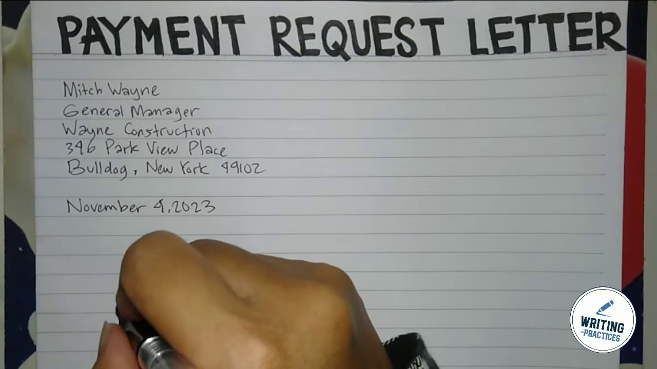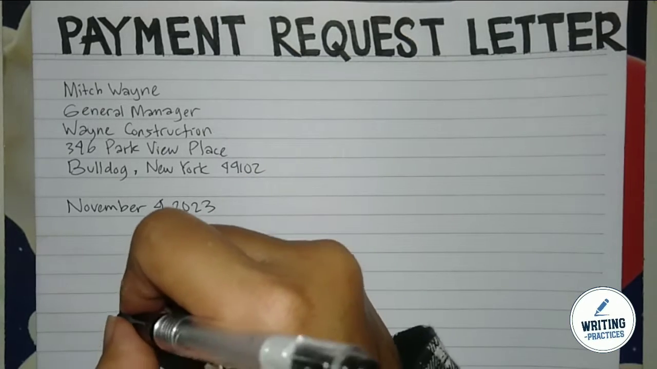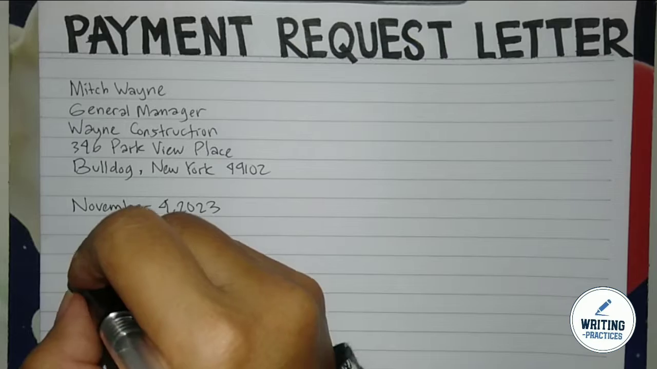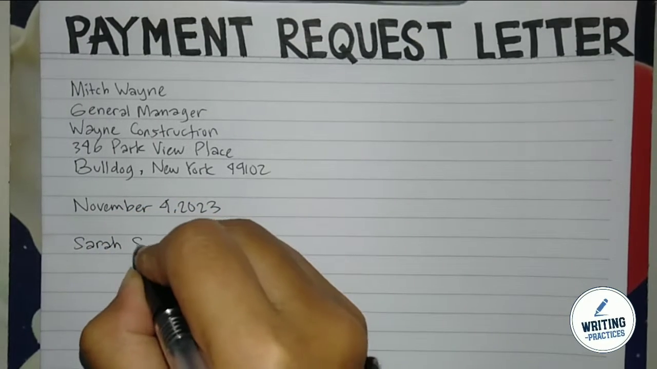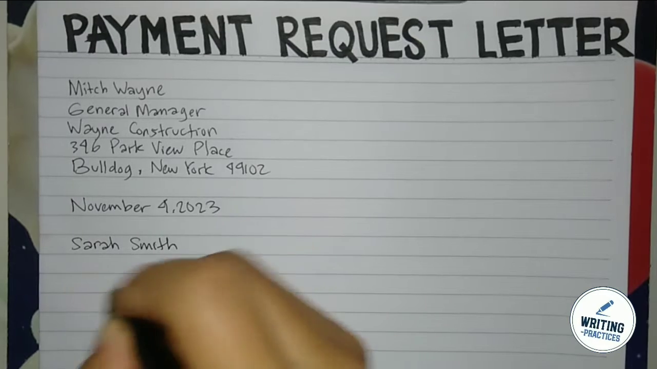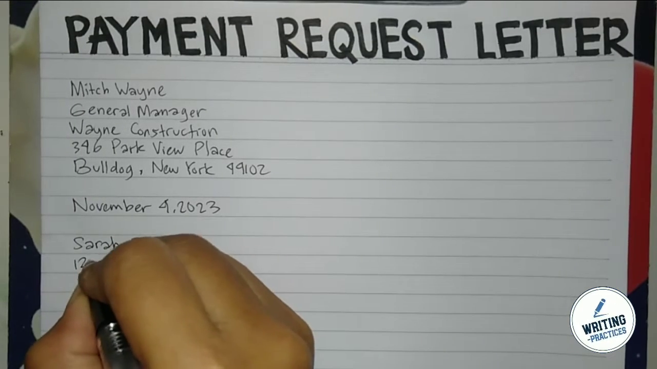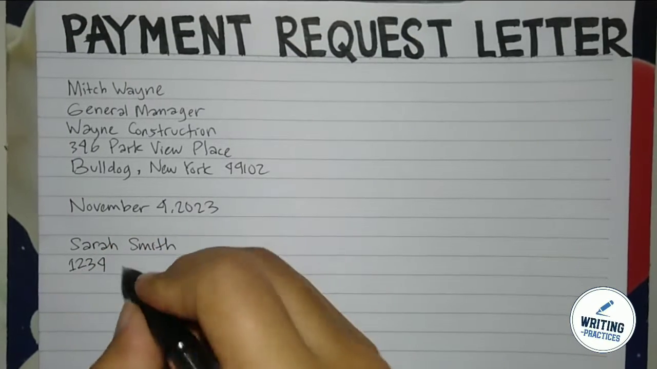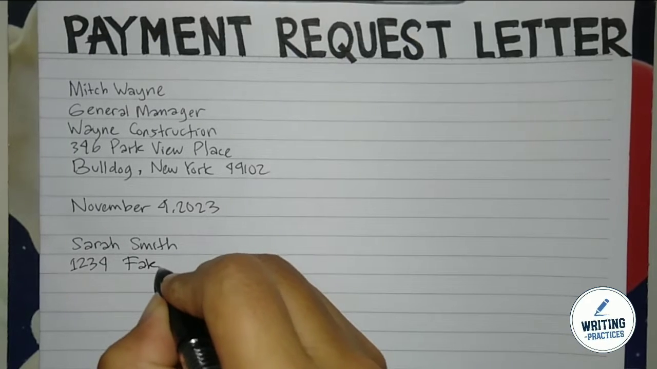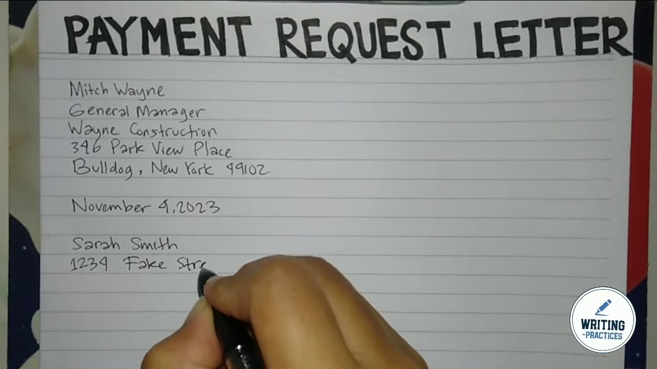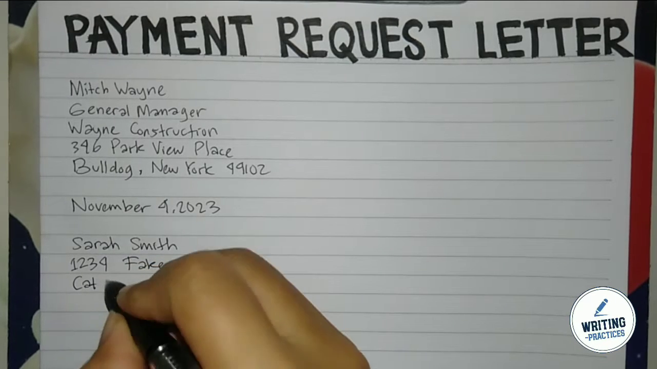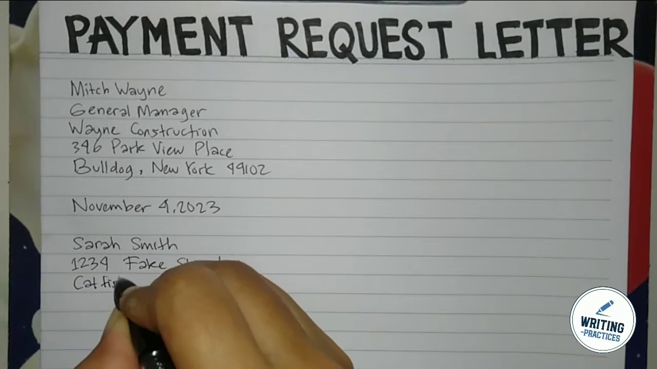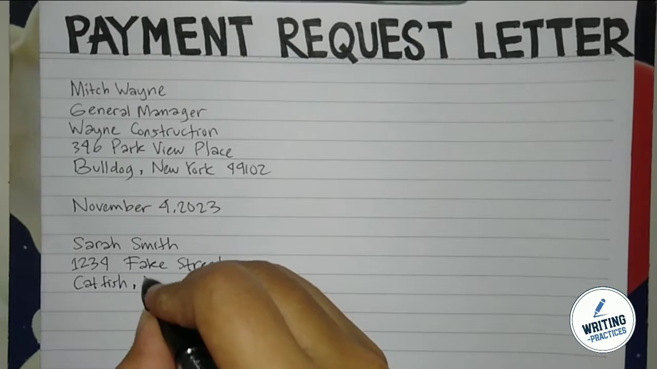After that, write the date of the letter. You can use the format of month, date, and year. In this case, it is November 4th, 2023. And now, write the information about the recipient of this letter. Yes, you should write the full name, and under it, write the home address. When you write the address, don't forget to mention the number, street name, city, state, and zip code.